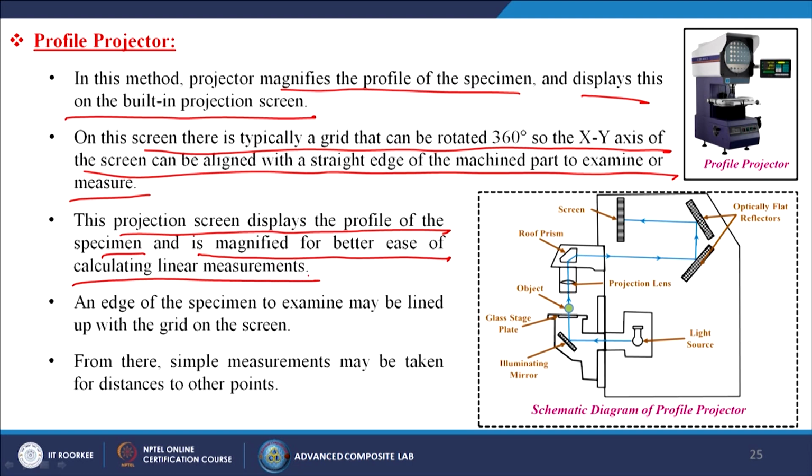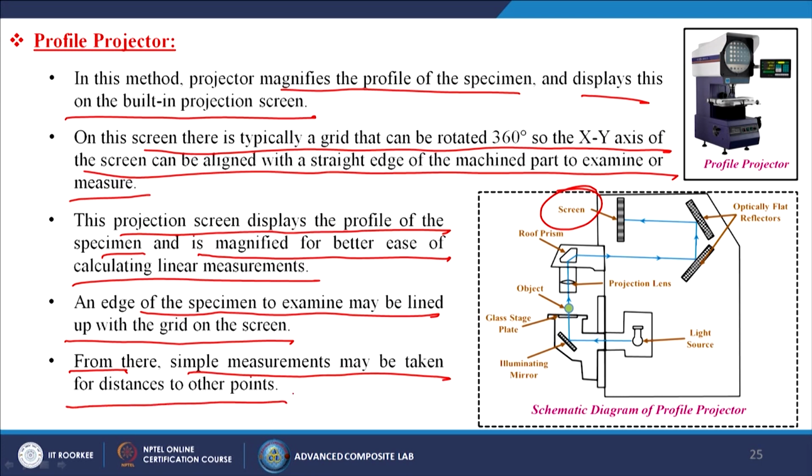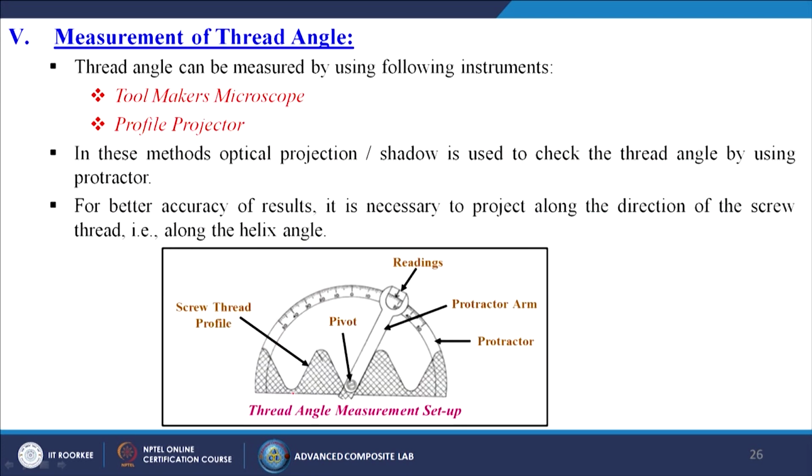So, now we have the light source, the illuminating mirror, then the glass stage plate, and then the object, right. Then we have the roof prism, and this one is the reflector, and then it comes to the screen which we are seeing. An edge of the specimen to examine may be lined up with the grid on the screen. From there, simple measurements may be taken for distances to other points.